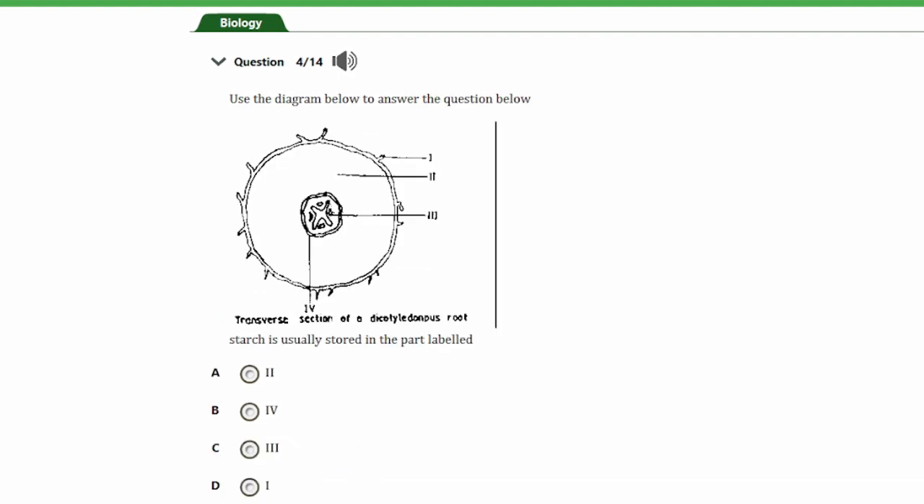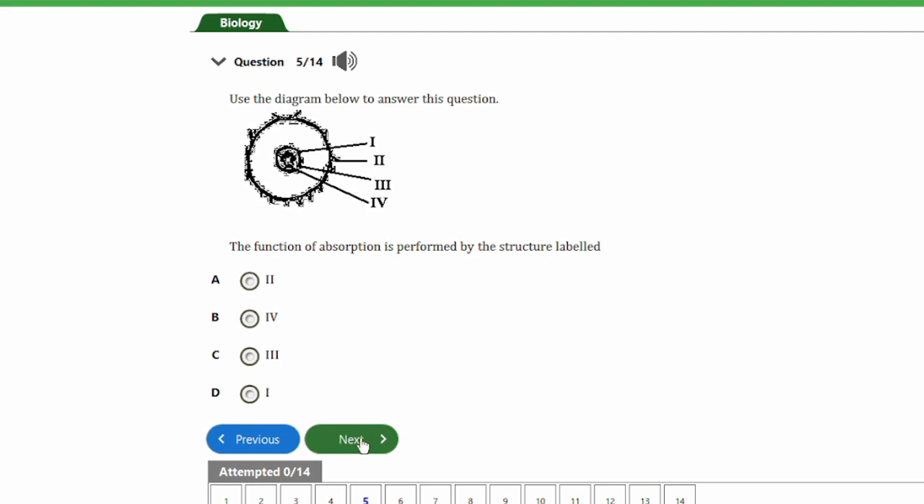So let's look at the next question. Question number 4. We also have a diagram to answer the question with. So the question says, starch is usually formed in the parts labeled A, II, B, IV, C, III, and D, I. So guys, the answer to this question is option A, and that's the II. So the II here is the cortex of a transverse section of a monocotyledonous root, and that's where starch is usually stored. So let's look at the next question, guys.